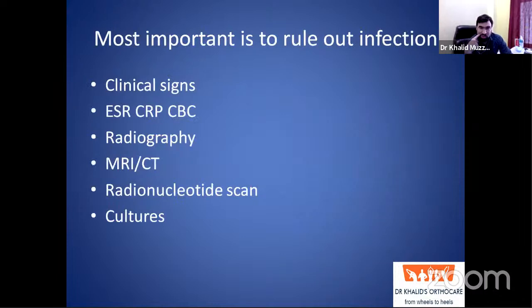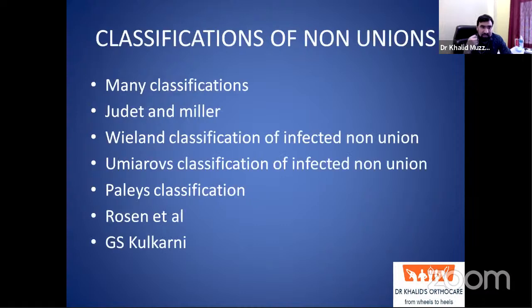The most important things to rule out infection are the clinical signs, ESR, CRP, CBC, radiography, MRI, CT, radionucleotide scans, which are not available to us, and cultures. Now, there are many classifications by which you can classify these non-unions. You will have a classification which will divide them into infected and non-infected. Then infected would have a separate classification, while non-infected has a separate classification.